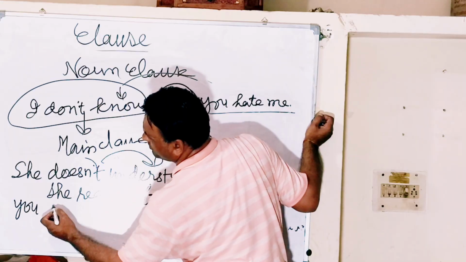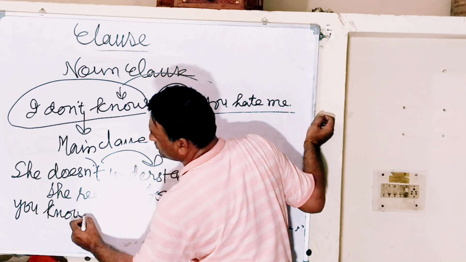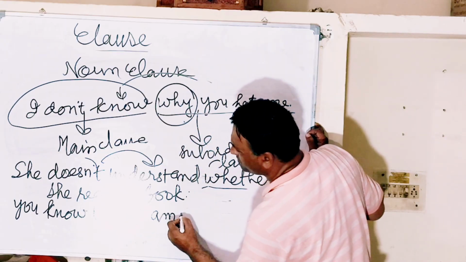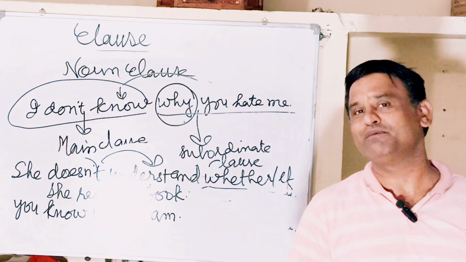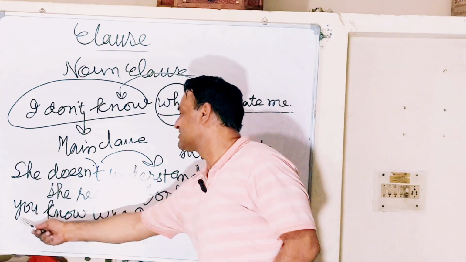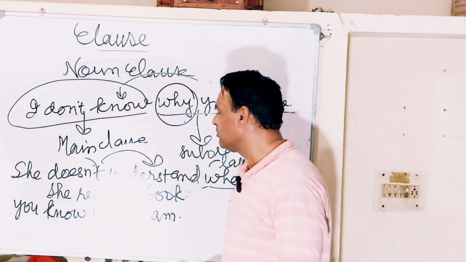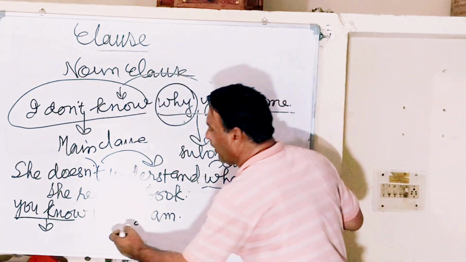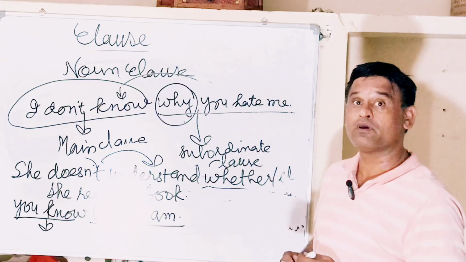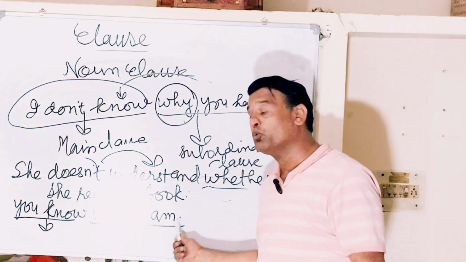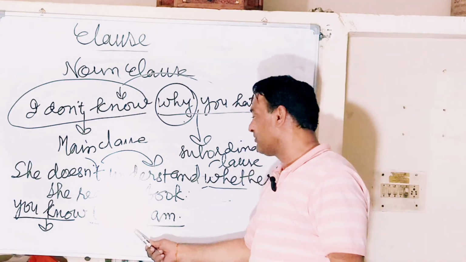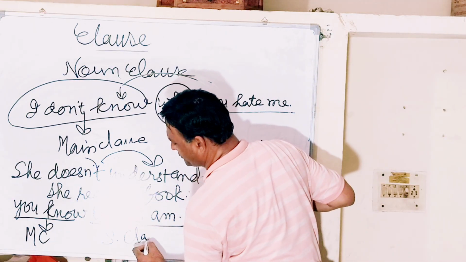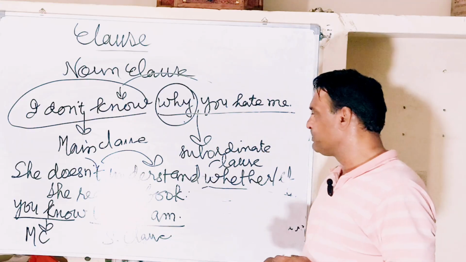You know who I am. See, you know who I am. What is the main clause? In this, you know who I am. What is the main clause? You know. It is having complete meaning. You know. तुम जानते हो. Who I am, कि मैं कौन हूं. This is not a question. Who I am, see, subordinate clause है. ये main clause है और ये subordinate clause है. Okay? So this is quite clear.